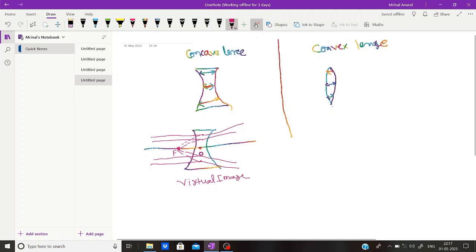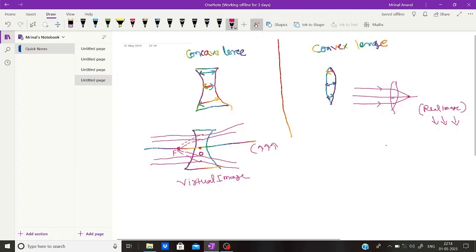And suppose this is the convex lens. So this is the optical center. So any ray going parallel to the principal axis will really meet at the focus. So if the ray really meets at the focus, then this is the real image, and this real image is basically inverted, and this virtual image is erect.